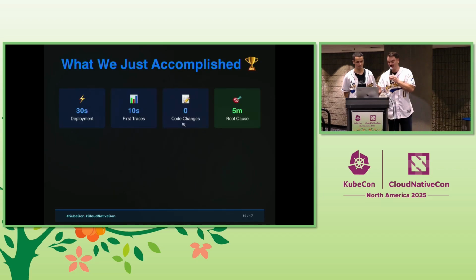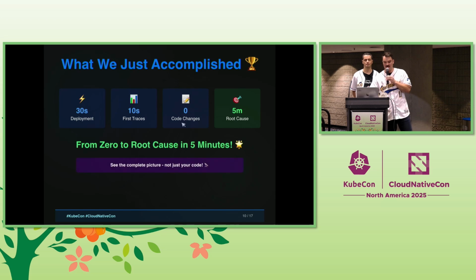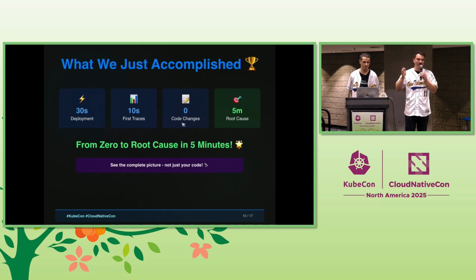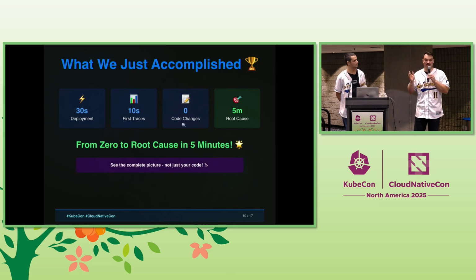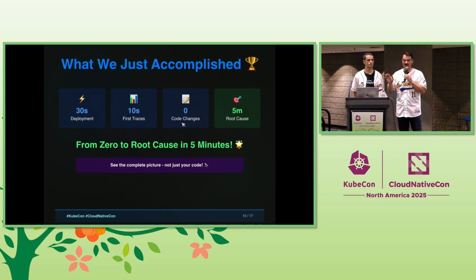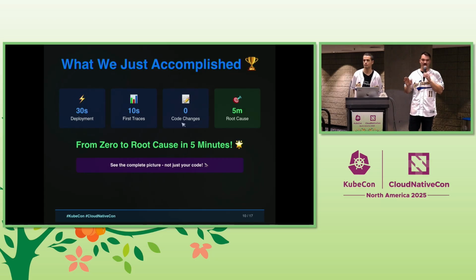Cool. All right, so let's really nail this down. What did we just accomplish here? In 30 seconds, we had a deployment. 10 seconds later, we're looking at our first trace. None of that traditional stuff. We were really fast in actually getting things out. Zero code changes.